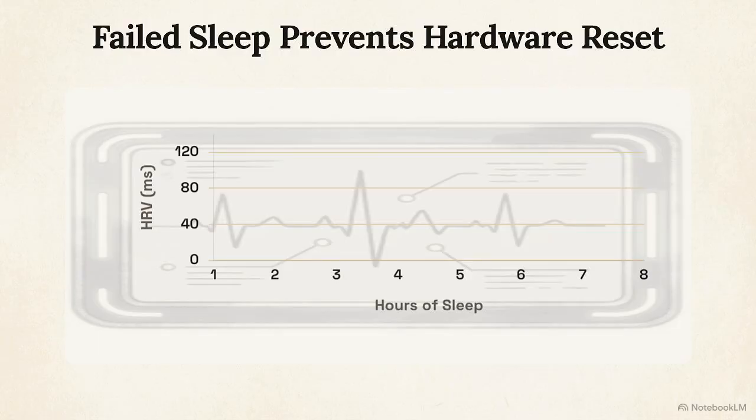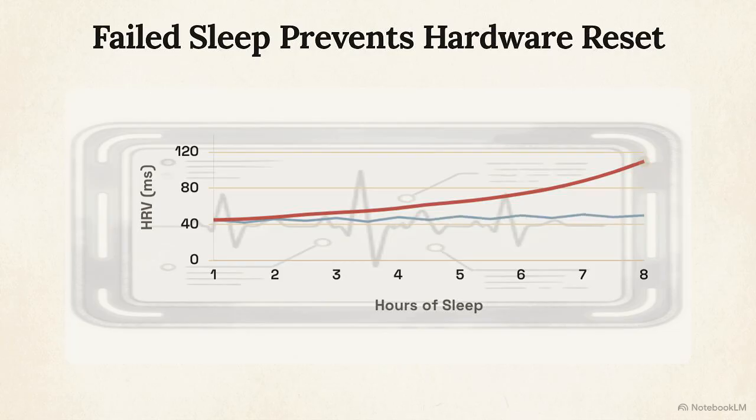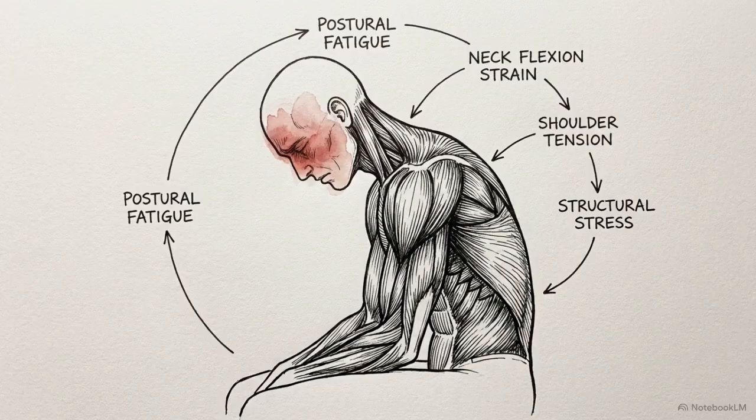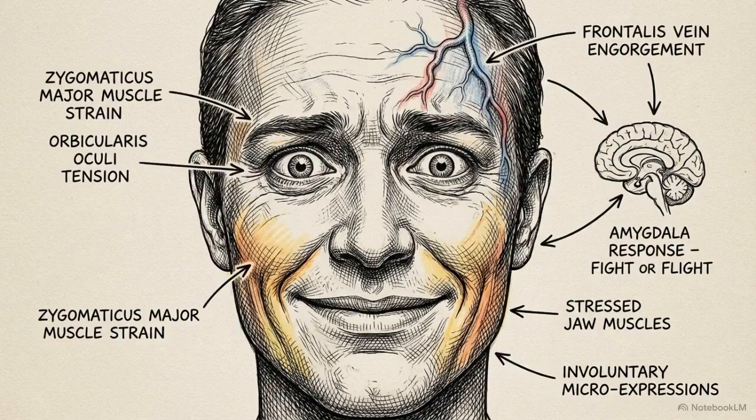This chart tracks heart rate variability over a full night of rest. In healthy individuals, HRV naturally peaks during the final phase of deep sleep. If your sleep is disrupted, you never reach this maximum value, and your hardware never fully resets. Humans become trapped in an infinite loop of physical tension and chemical alarms. These biological mechanisms make it impossible to escape chronic stress through positive thinking alone.